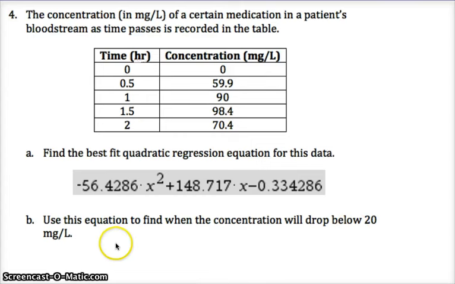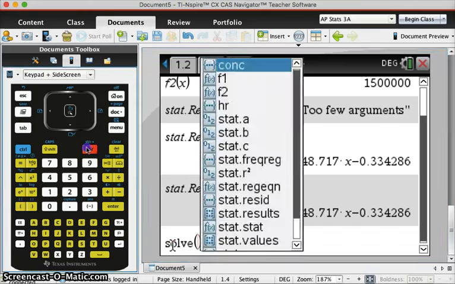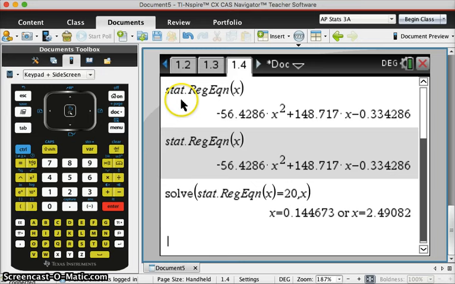Use this equation to find when the concentration will drop below 20. All right, so basically I'm trying to find out when is f of x equal to 20. And if I'm letting you do the solve command, all you got to do is solve the stat reg equation of x when it equals 20, for x, comma x, and it'll tell me. It's going to happen in two places.